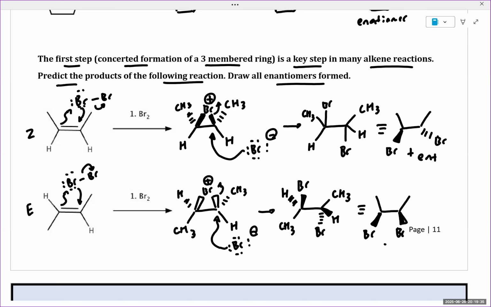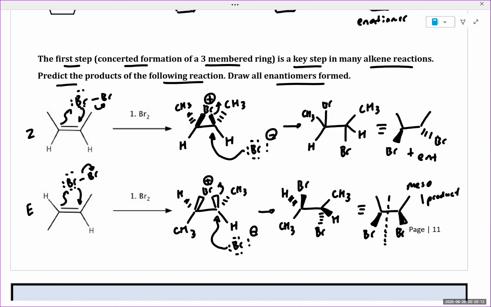The main problem is that this product is meso. So we only get one product out from this reaction. You don't get a mixture of enantiomers. Both of the enantiomers that you generate are identical. So this is why it's important to be very careful whenever you have a symmetrical substrate, just to make sure you aren't accidentally generating a meso product.